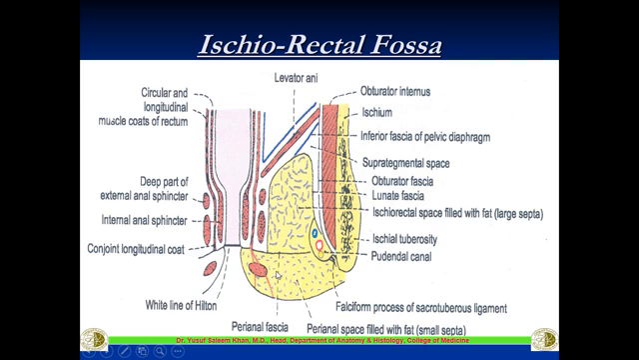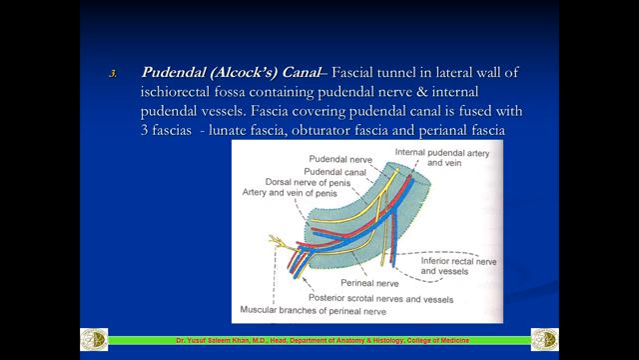So there are many fascias here, you should remember. One is the perianal fascia, then this is the lunate fascia, then obturator fascia, then the inferior fascia of the pelvic diaphragm. All these are some of the very important fascias which are there. Okay, so you should be able to differentiate between this. So the lunate fascia is that fascia which divides the ischiorectal space into suprategmental, which is above it, and tegmental, which is below it. Okay, so these are again the two spaces within the ischiorectal space.